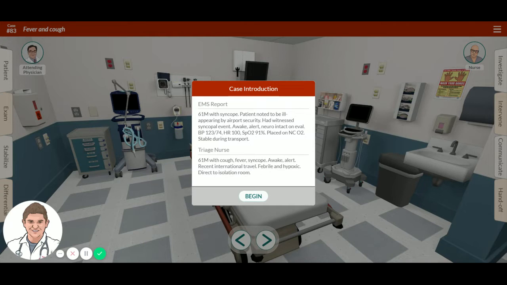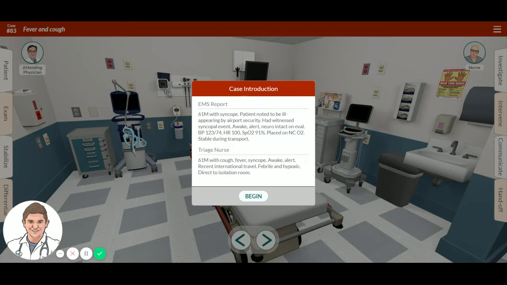First off, as with any case, you're going to get your EMS report and triage nursing report right up front. Per EMS report, this is a 61-year-old male who's presenting with a syncopal event, meaning fainting. He was noted to be ill appearing at the airport and then subsequently had a syncopal event where a bystander helped him down to the ground. On initial evaluation by the EMS crew, he's awake, he's alert, neurologically intact, blood pressure is 123/74, heart rate 100, oxygenation is 71% on room air, and they placed him on nasal cannula. That's what that stands for there.